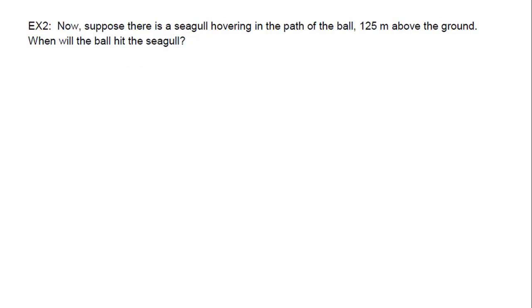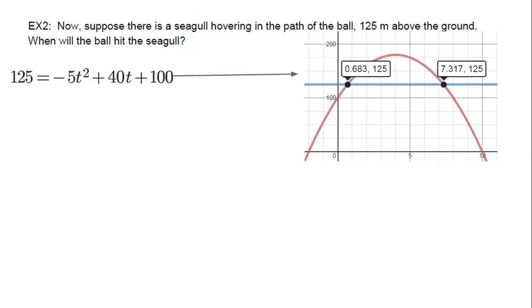Now suppose there's a seagull hovering in the path of the ball, 125 meters above the ground. When will the ball hit the seagull? Assuming that he's going to hit the seagull. So we're going to sub in 125 for the height. And this is what we do.